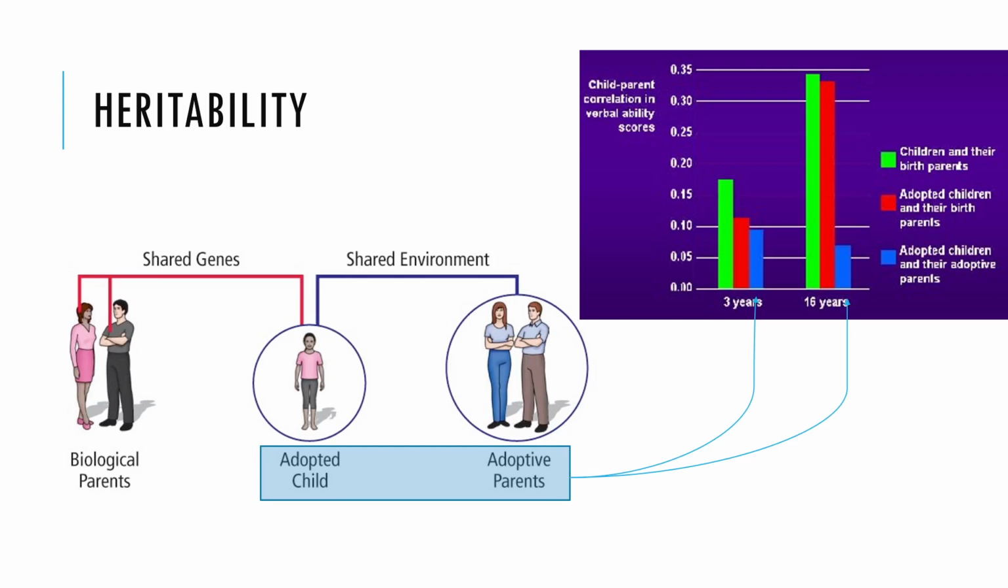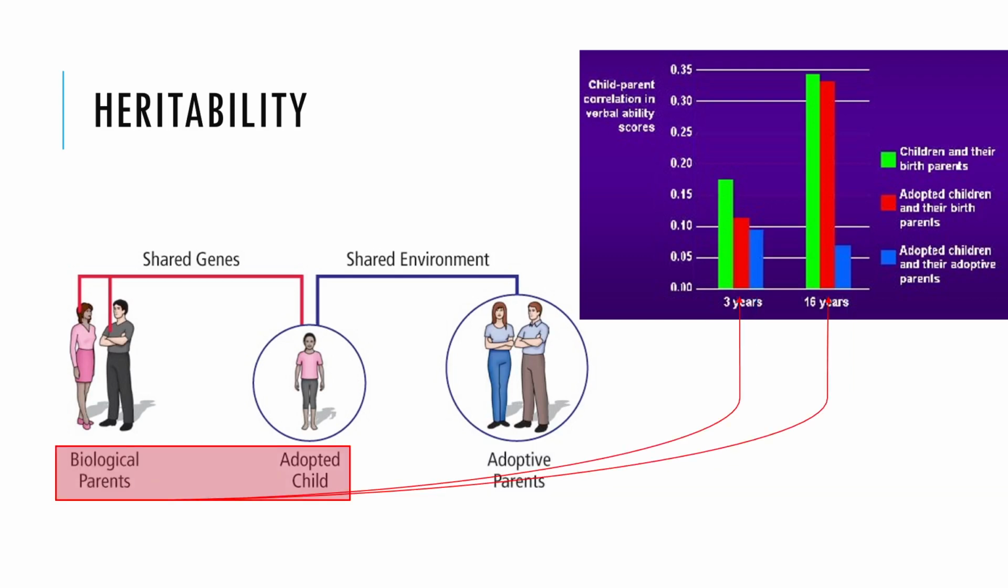By 16 years, that's gone down. They become less like their adoptive parents as they age. And one of the things that we know is that as we age, our biology starts to take over with regard to cognitive abilities. And so by 16 years of age, there's really no correlation at all between an adopted child's intelligence and their adoptive parents' intelligence. So environment doesn't seem to play much of a role in that developing child's intellectual capability.